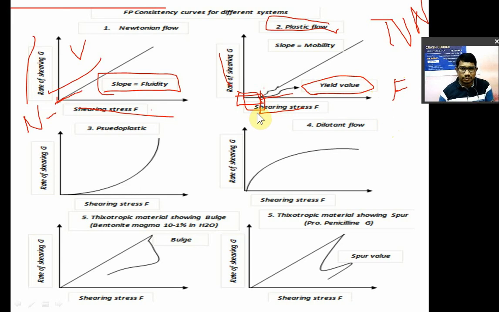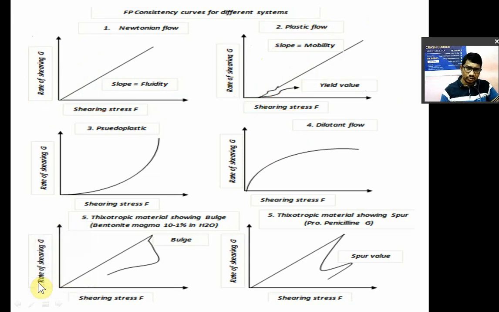Now in plastic flow, the material will not start to flow upon application of stress, but after some amount of stress it will start flowing. That is nothing but the yield value, the force of flocculation. After crossing the yield value, there is a flow of such material, and that is the plastic flow. The slope of this line is nothing but the mobility. Materials showing plastic flow are flocculated suspensions and some gels.